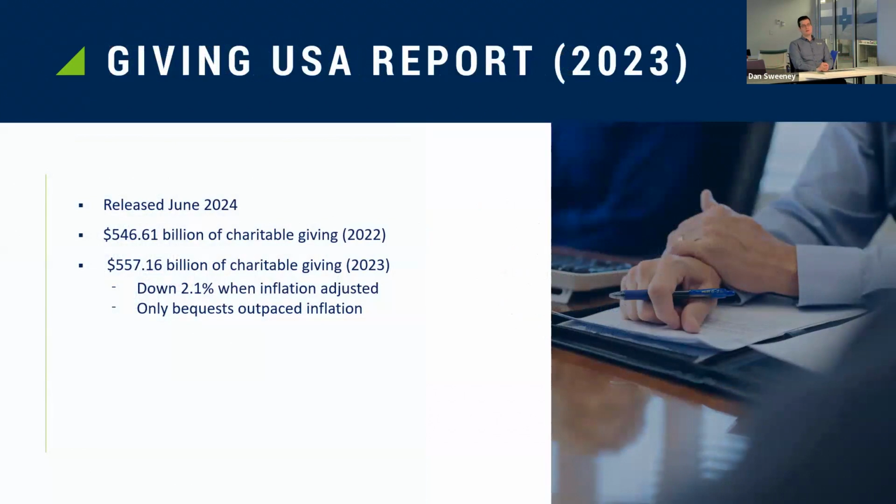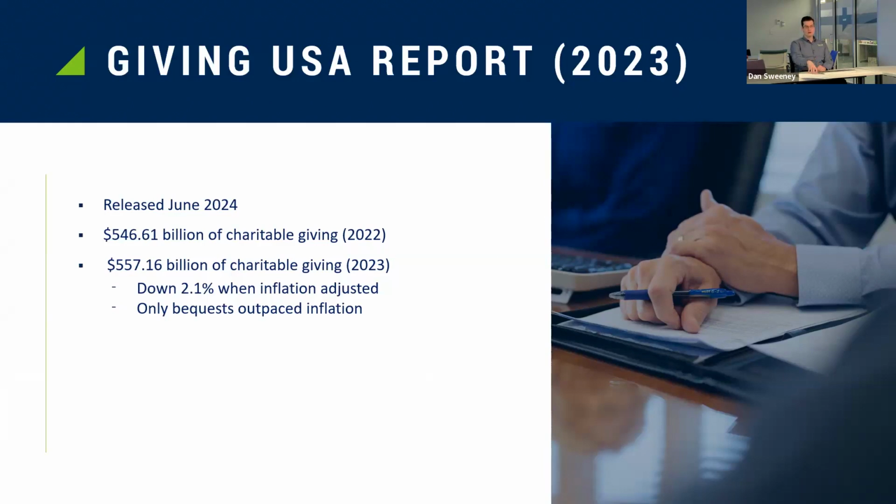One report I brought up last time we did this was the Giving USA report. I thought it was pretty interesting. So here's our updated report for 2023, but it gets released in June 2024, about where overall charitable giving is at. If you look at 2022, we had 546 billion of charitable giving, and that jumps up to 557 billion of charitable giving for 2023.